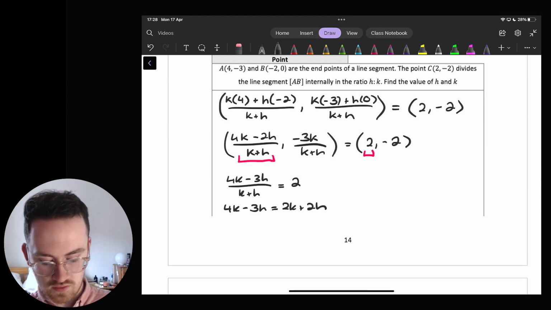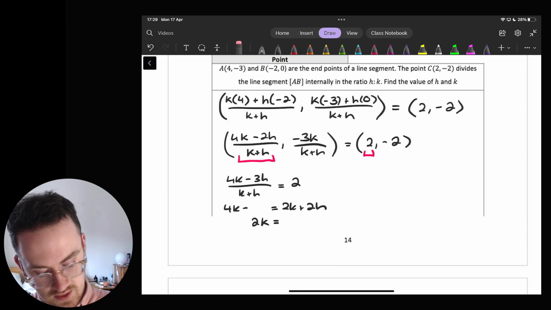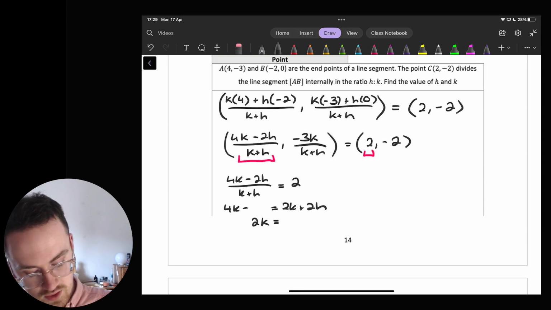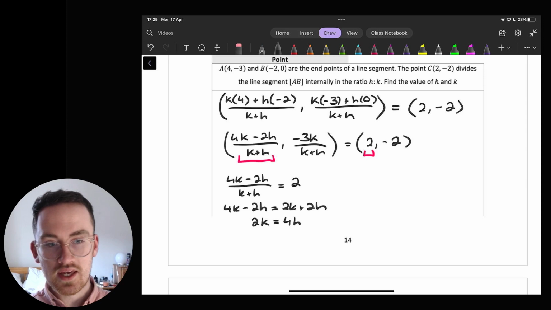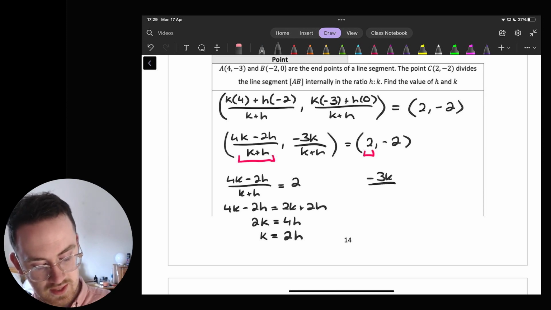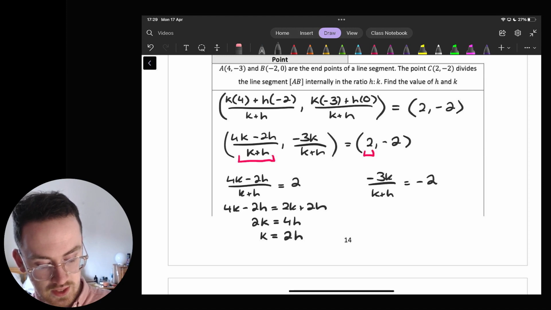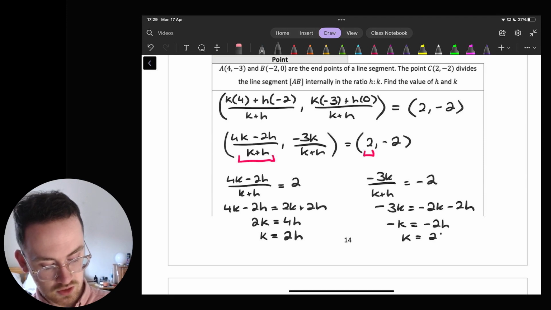Then trying to reorganize this as best we can, we get that 2k is equal to, let me see, make sure I haven't made any slips. I have made a slip there, I see already. This should be 2h, so we get that 2k is equal to 4h, which of course means that k is equal to 2h. Now we'll solve using the y coordinates as well, just to see whether we get the same ratio. So minus 3k is equal to minus 2k minus 2h, which gives me that minus k is equal to minus 2h, or of course k is equal to 2h.